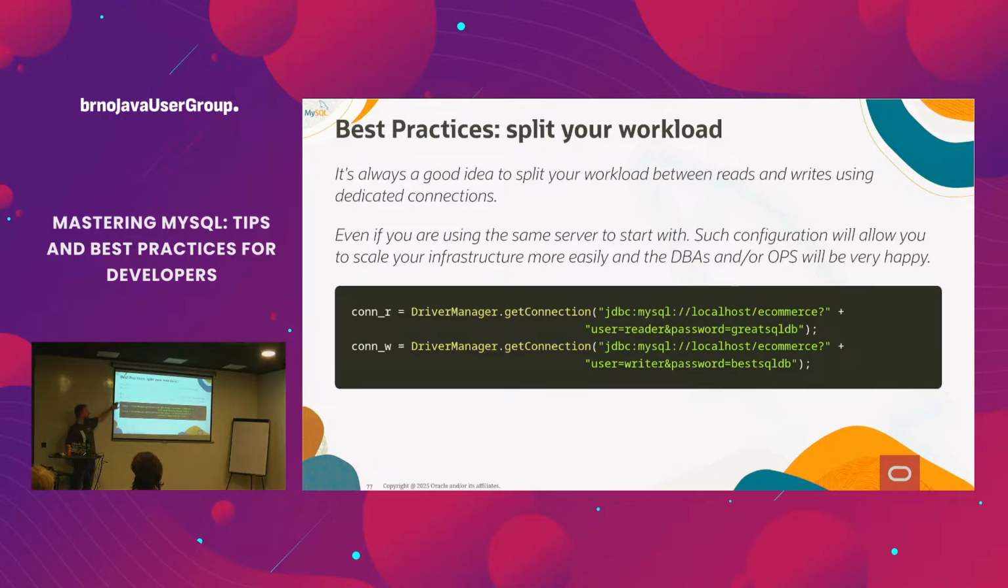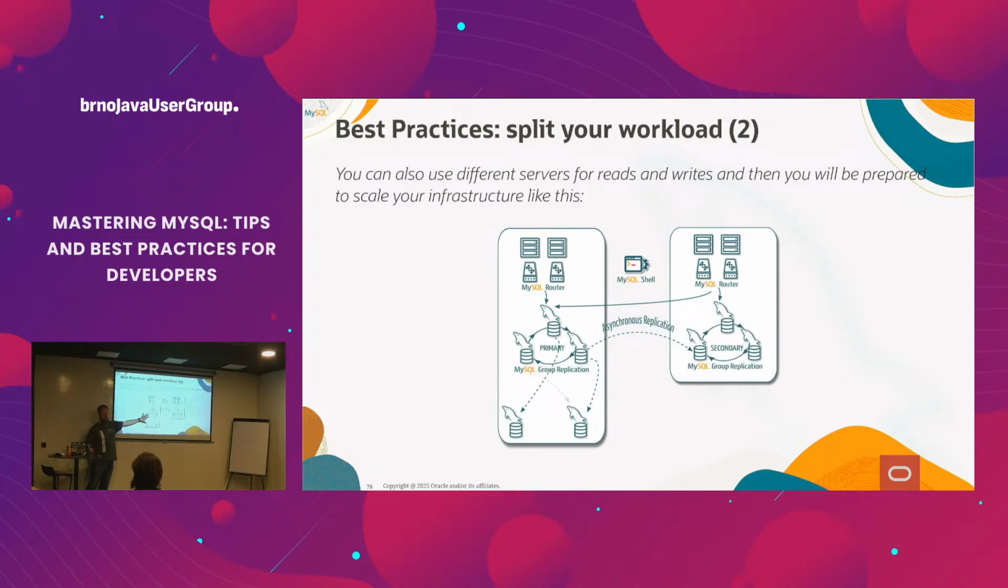Another disclaimer, I'm not a Java developer at all. So this is maybe my best Java code I ever wrote. But you create two connections, one for reads, one for writes. They all go to the same server right now. Different users, always good to have different users. And every time, because you should know if you are writing or reading in your code, it's best. So then your application will be prepared to scale, and to scale to something like this at the end.